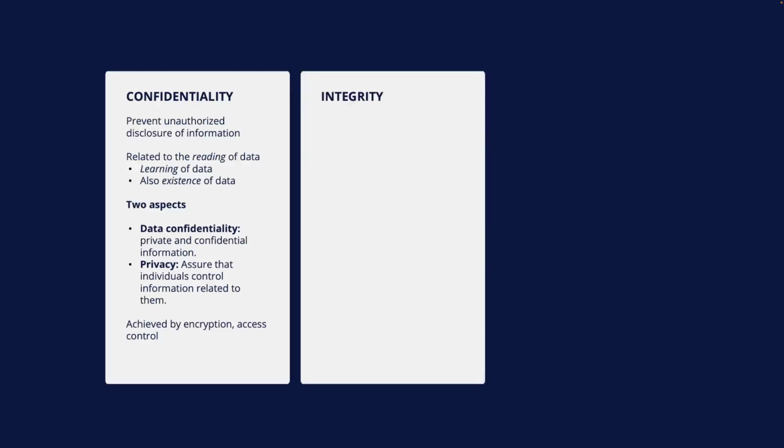The next goal in the CIA Triad is integrity. The goal here is to prevent unauthorized modification of information. In contrast to confidentiality, which was related to the reading of data, integrity is instead related to the writing of data. In this we also include deleting and modification of data.